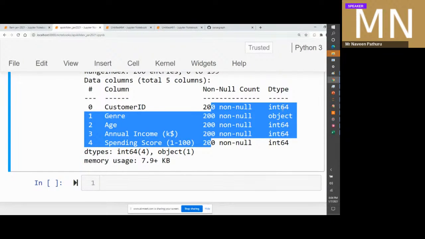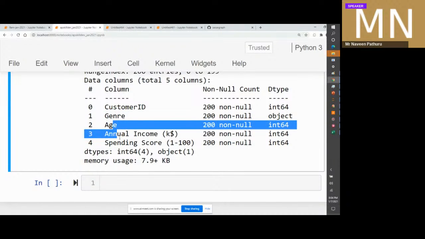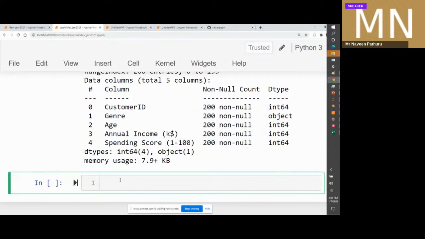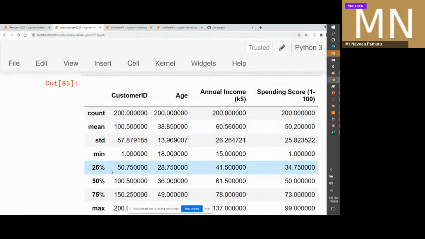Okay, and we try to understand whether it is treating int, which means it is numerical data, or object, which means it is textual data. That is genre. Genre is whether they are male or female. That is textual data. Age, income, and spending score are taken as numerical data. Then, for the sake of discipline, let's say df dot describe. So there it is. This is the descriptive statistics or the basic statistics.